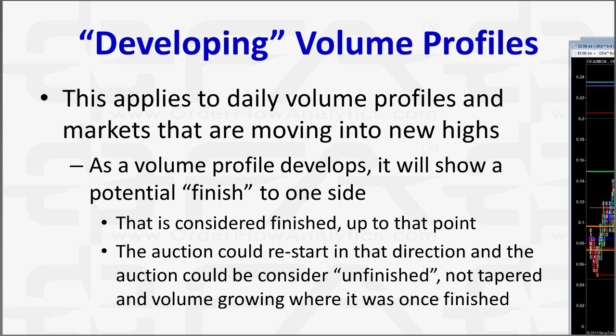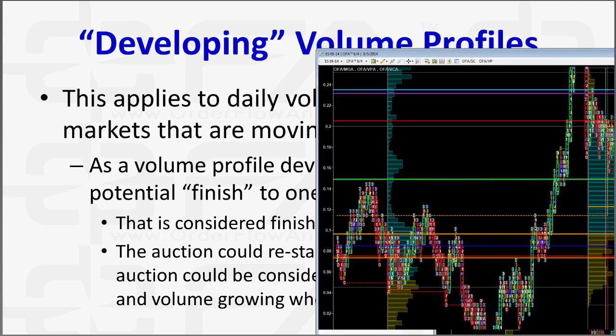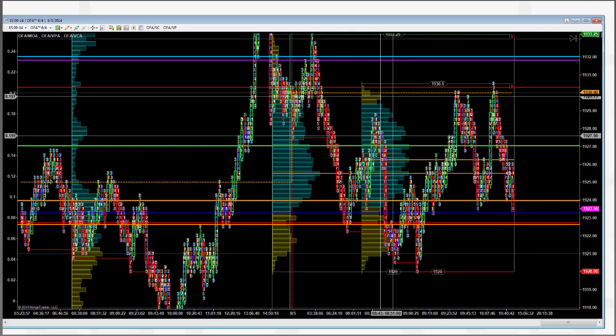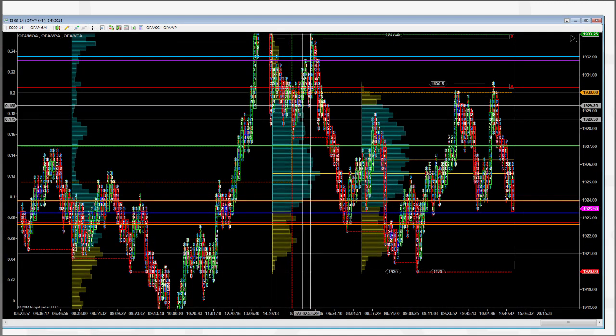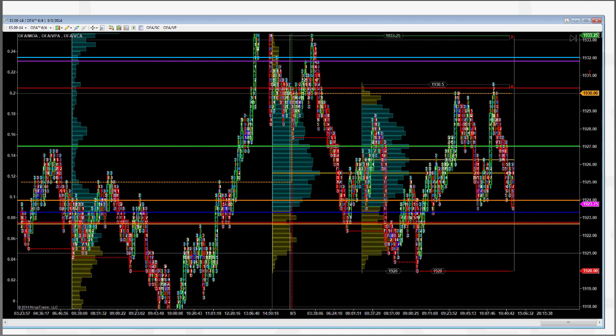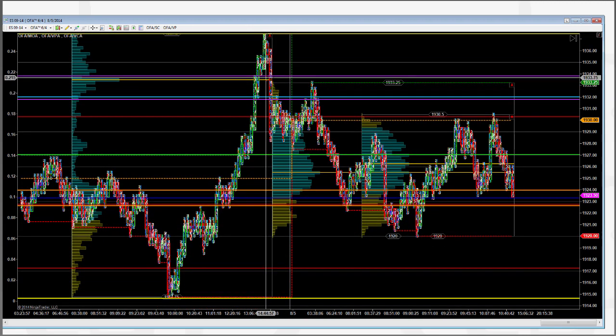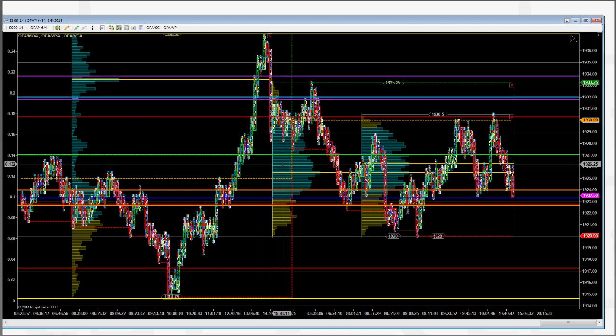What you will typically see almost all of the time is this finish. You'll see this taper on both edges. In fact, there really are very few days that I ever have where we don't have this tapering, this finish.